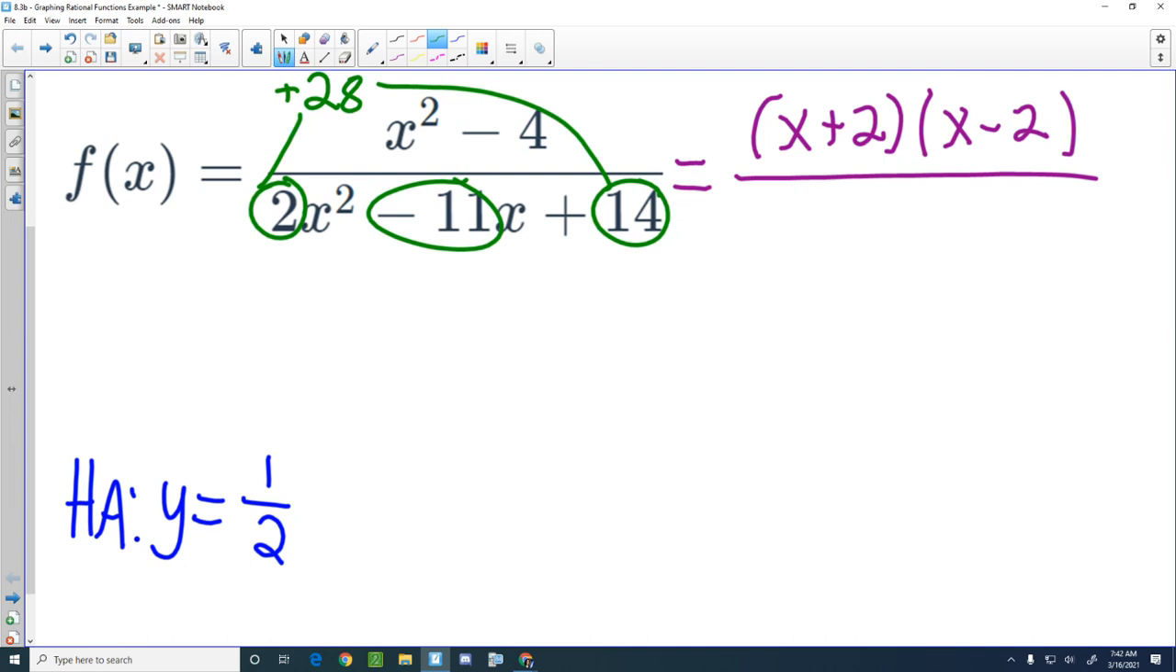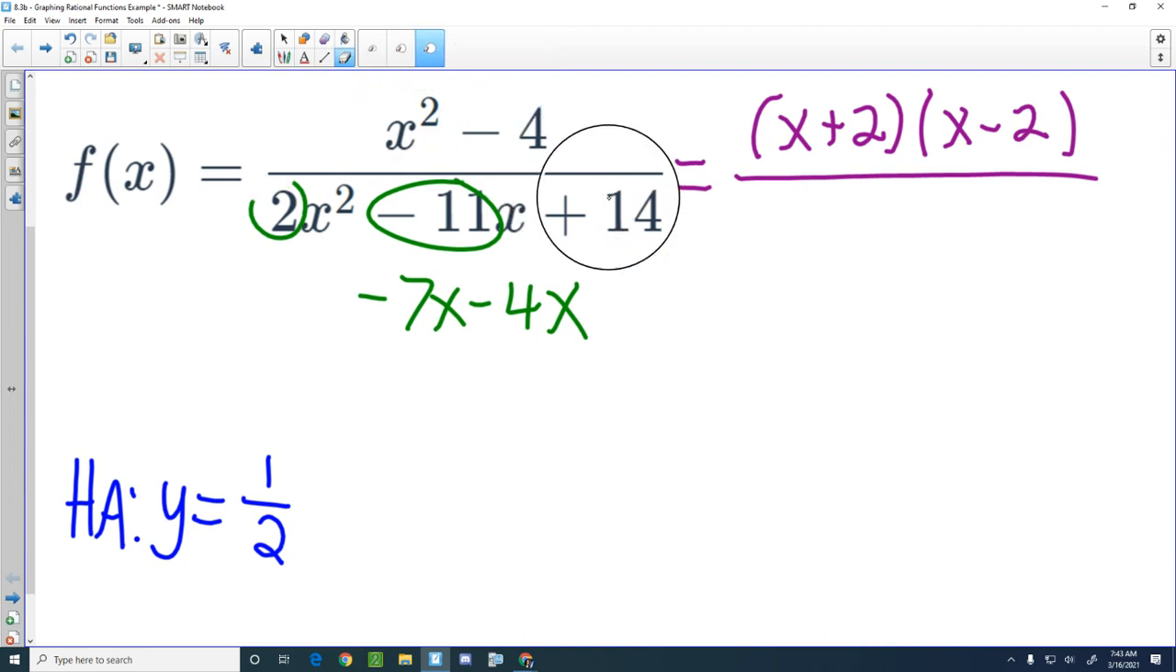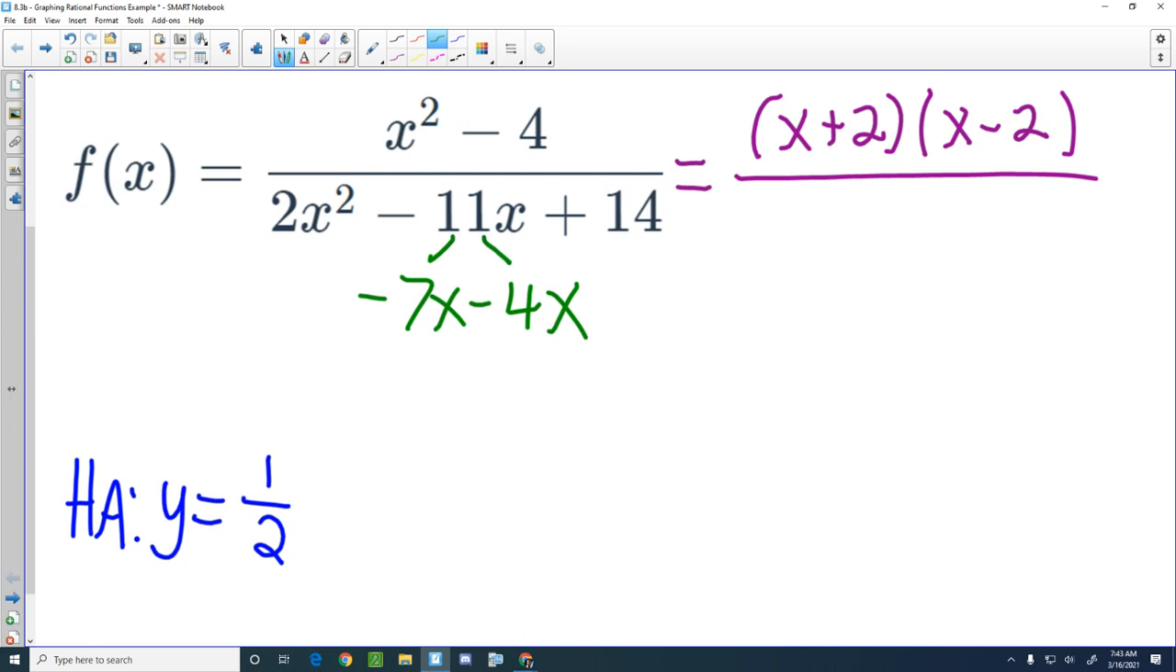And so those two magic numbers would be a negative 7x and a negative 4x, because negative 7 times a negative 4 equals a positive 28. And when you add those together, you get a negative 11. So that's how I know those are my two values I'm going to use to help me factor this. So that was just that negative 11x. I just kind of split it up into two terms. Then I bring my first term down and I bring my last term down, the 2x squared and the plus 14.